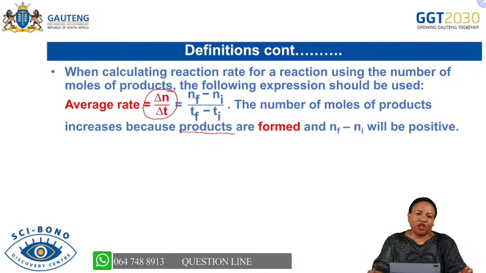So it is very important to check whether you are calculating in terms of the reactants or in terms of the products, so that you write the correct formula. And that negative is very important, because if you get your reaction rate as negative, it means something went wrong. It means you forgot that the reactants are being used in the reaction. That is why the value becomes smaller.